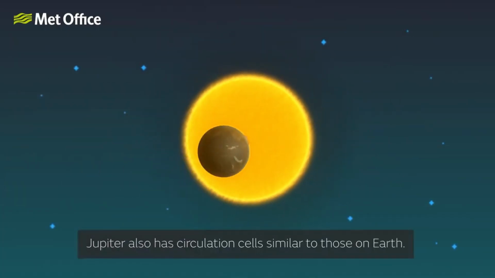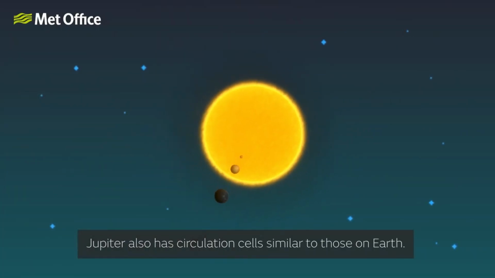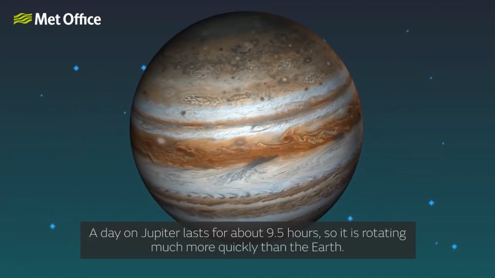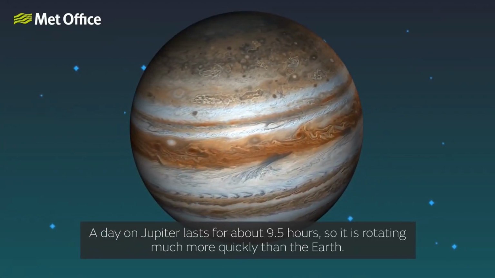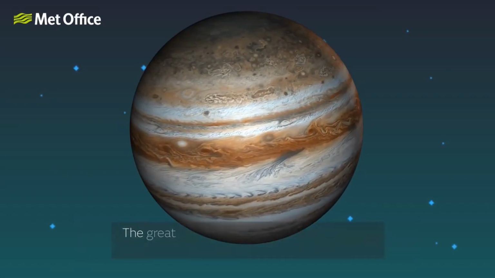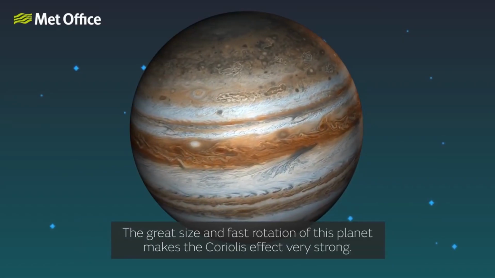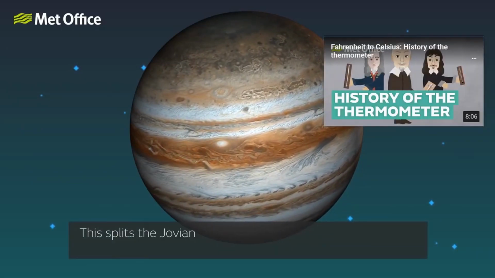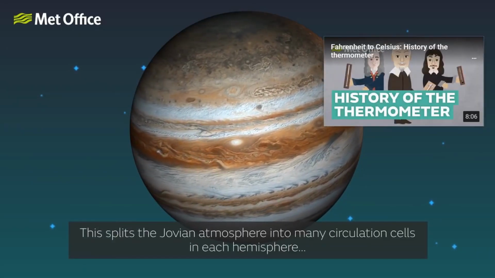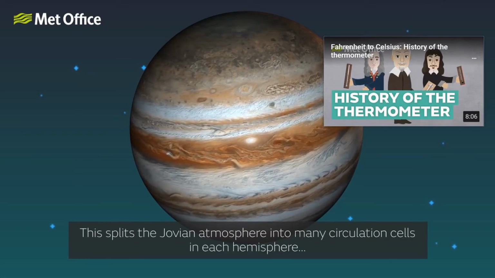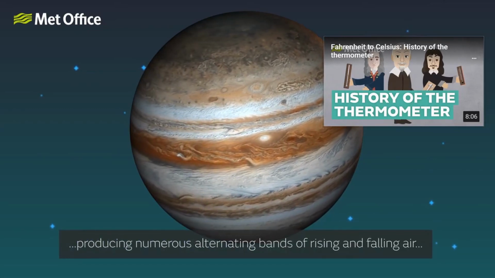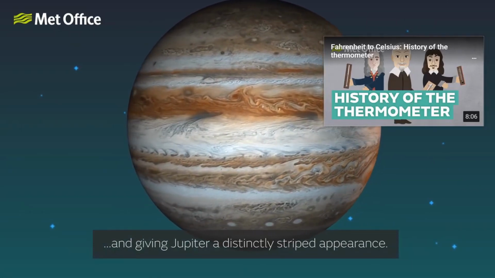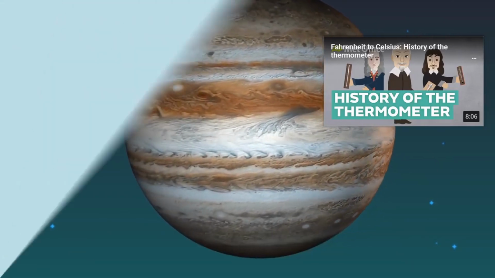Jupiter also has circulation cells similar to those on Earth. A day on Jupiter lasts for about 9.5 hours, so it is rotating much more quickly than the Earth. The great size and fast rotation of this planet makes the Coriolis effect very strong. This splits the Jovian atmosphere into many circulation cells in each hemisphere, producing numerous alternating bands of rising and falling air and giving Jupiter a distinctly striped appearance.